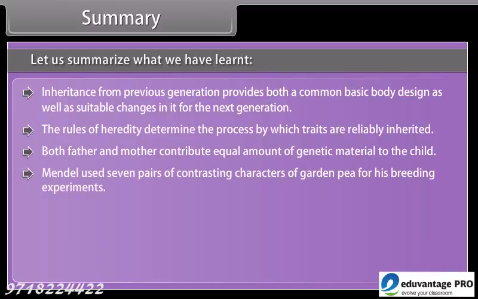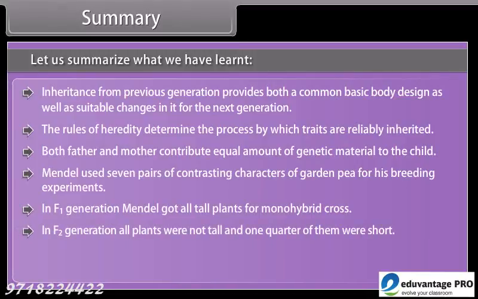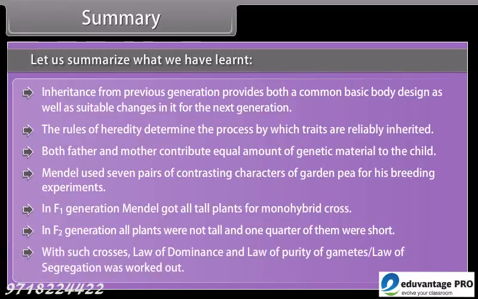Mendel used 7 pairs of contrasting characters of the garden pea for his breeding experiments. In the F1 generation, Mendel got all tall plants for a monohybrid cross. In the F2 generation, all plants were not tall and 1/4 of them were short. With such crosses, the law of dominance and the law of purity of gametes, which is also called the law of segregation, were worked out.